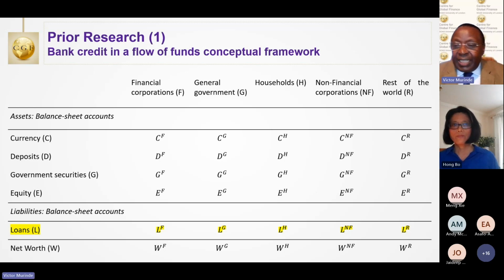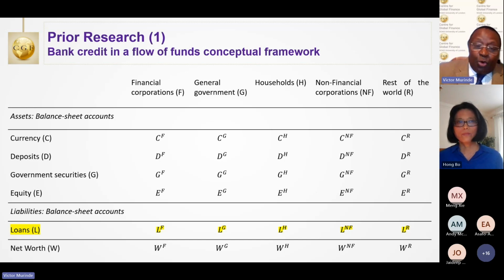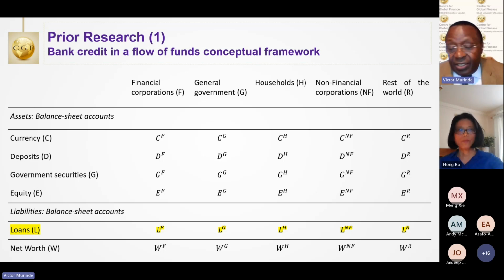I hope you can see it right now, which basically tries to underpin the flow of funds conceptual framework, the role of banks, or here the financial corporations as banks. And basically the argument being that if the banks are inefficient in intermediating any resources, then of course it undermines the whole viability of the economy.